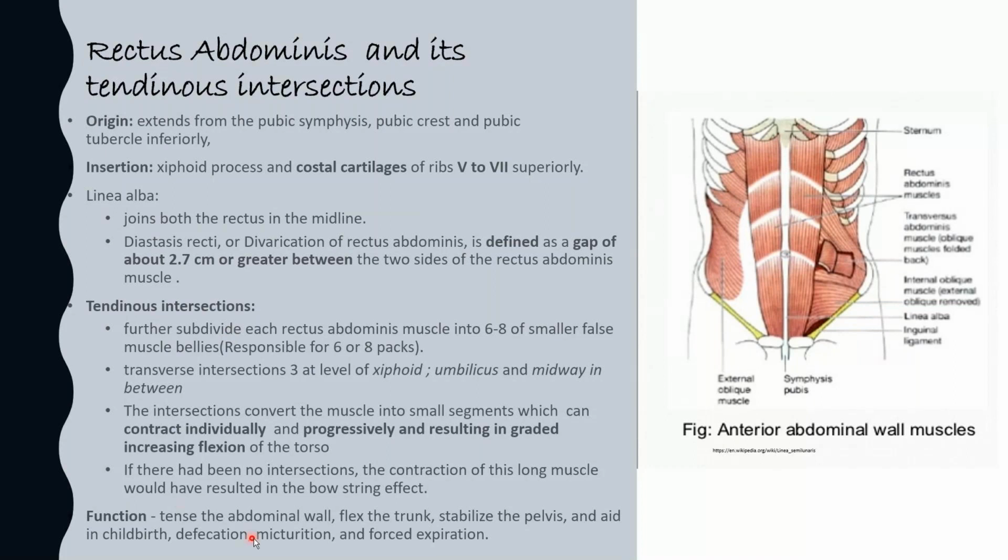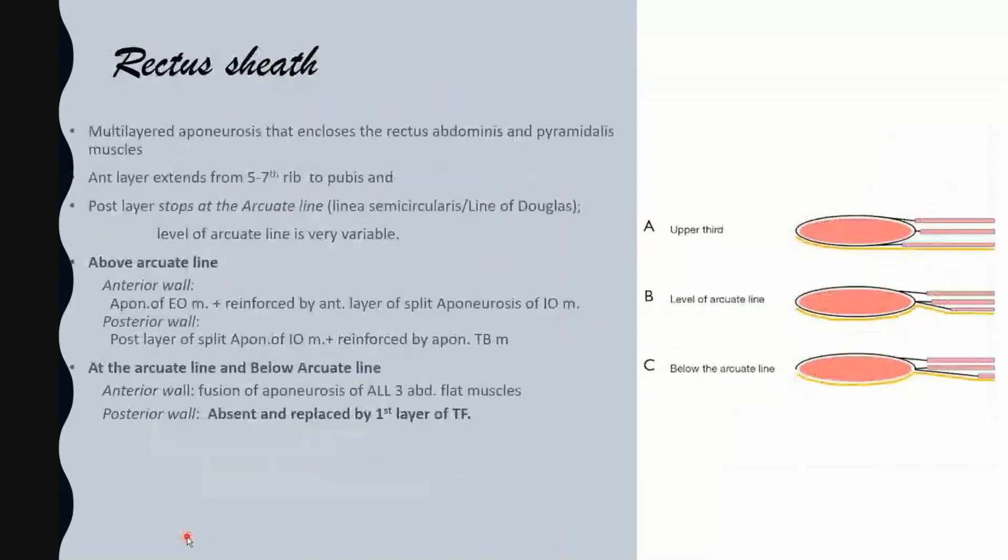And the function of the rectus abdominis muscle, we all remember from anatomy: tensing the abdominal wall, flexing the trunk, stabilizing the pelvis, and as an aid in childbirth, defecation, micturition, and forced expiration, all normal or abnormal physiological functions, right? The rectus sheath is also a very, very important part of hernia management when we talk about laparoscopic management of inguinal hernias, or laparoscopic management of ventral hernia.